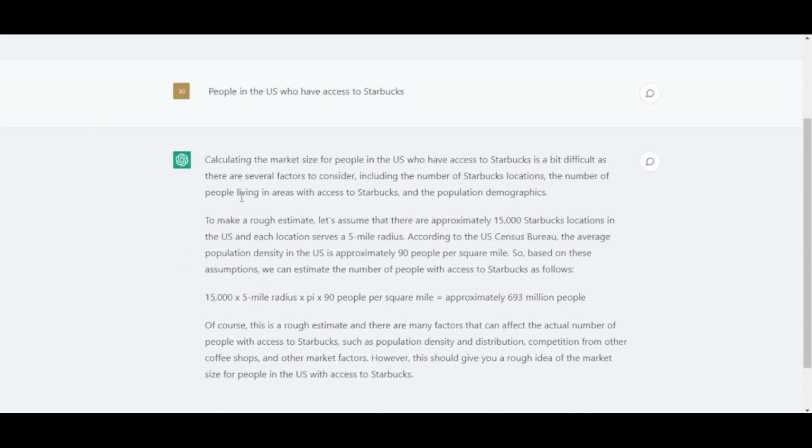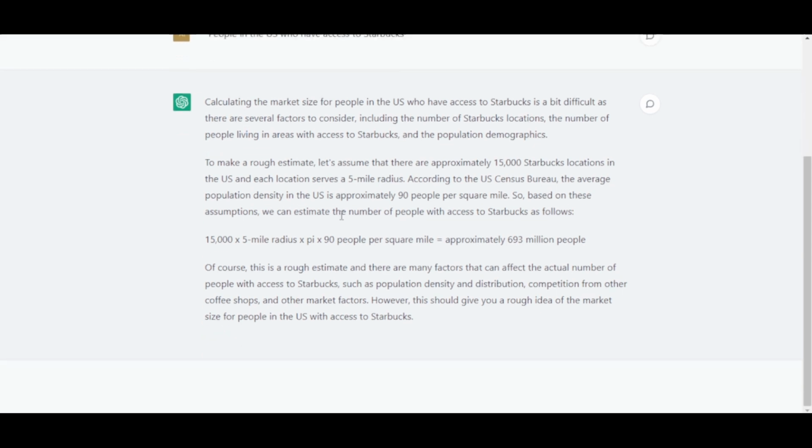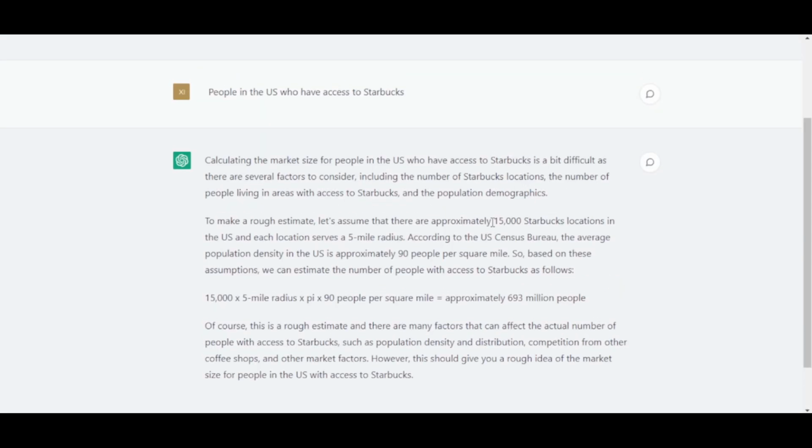Just you can see ChatGPT replied with an amazing reply. And you can see here the 15,000 Starbucks locations across the USA, and each location serves a 5 mile radius. So according to it, ChatGPT calculated 15,000 stores times 5 miles of radius and the number of people living per square mile. And ChatGPT replied 693 million people have access to Starbucks in the world.